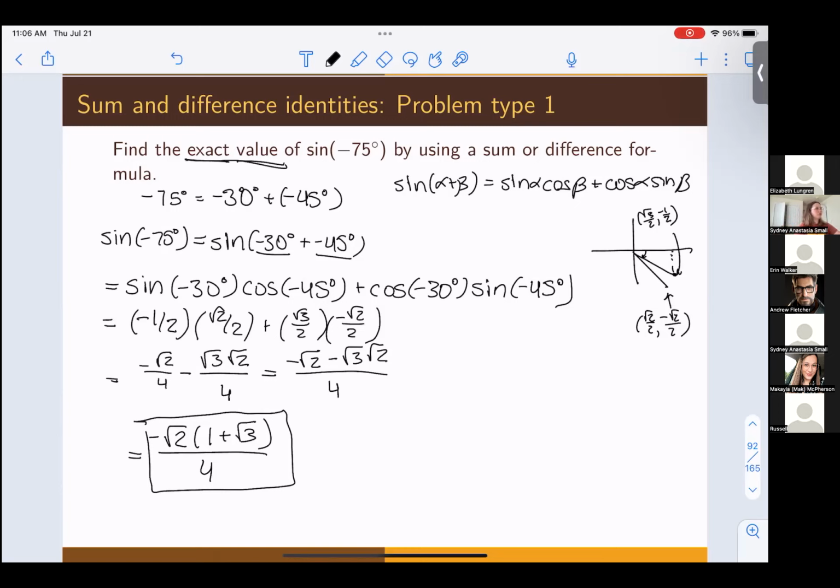Questions on this one? All right, now that we're a little more comfortable, I think, with using these identities just to solve problems, let's try a couple proofs.